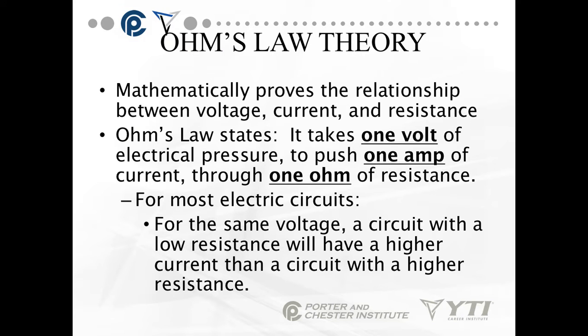We can mathematically prove the relationship between voltage, current, and resistance by the use of Ohm's law. Ohm's law is simple. It takes 1 volt of electrical pressure to push 1 amp of current through 1 ohm of resistance. A circuit with a low resistance will have a higher current than a circuit with a higher resistance. The resistance is what provides the control for electrical flow.